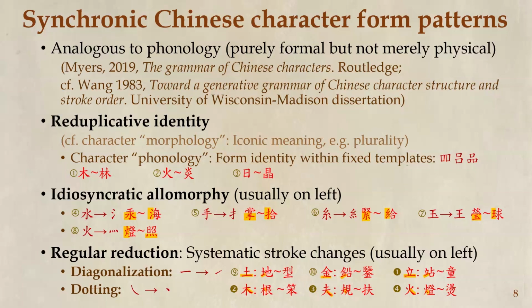Regular reduction, by contrast, is systematic. It applies to many, many components. Again, it usually happens on the left side. So diagonalization: horizontal strokes become a different stroke type, a rising stroke, and dotting: a falling diagonal becomes a dot, which is a different stroke type. And this happens in many, many components, like 9, 10, and dark 1 show the diagonalization, and dotting in 2, 3, and 4 in the highlighted strokes.